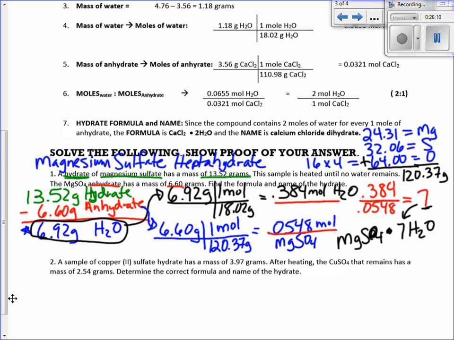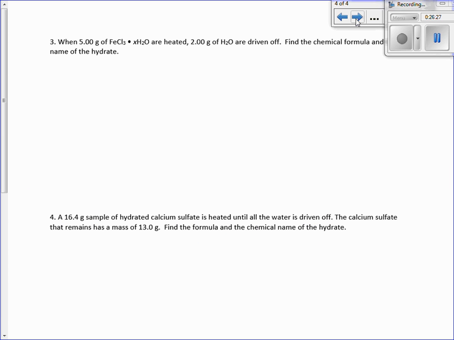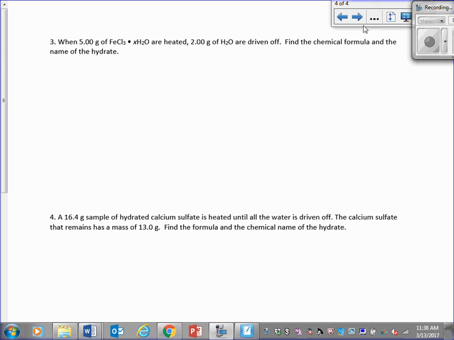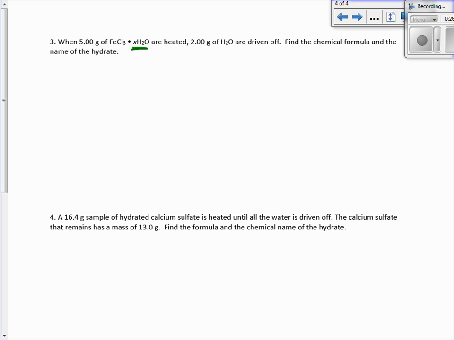And I'm going to work one more for you on the back where they kind of reverse the numbers around. But if you just pay attention to what the numbers are telling you, you can figure it out. So yeah, let's look at the next one on the back. Not number 2, number 3. Okay, so number 3 here, it tells you when 5 grams of FeCl3, and then it gives us an X water. We don't know what this number is. That's what we're trying to find, that X, that value in front of the water.